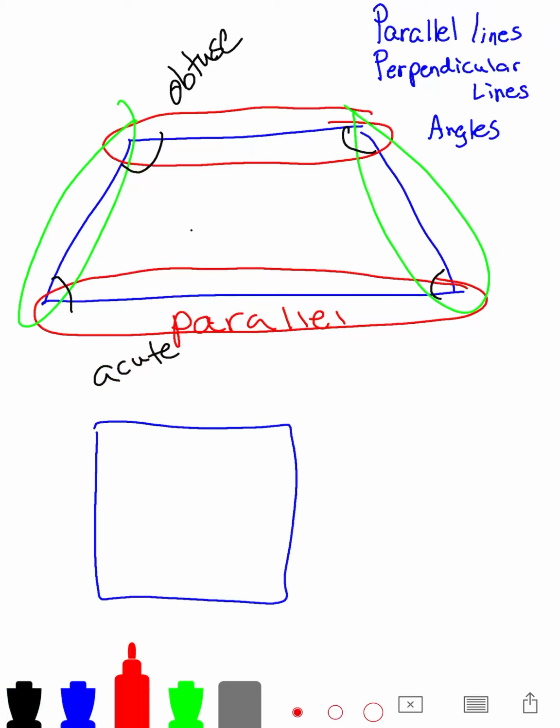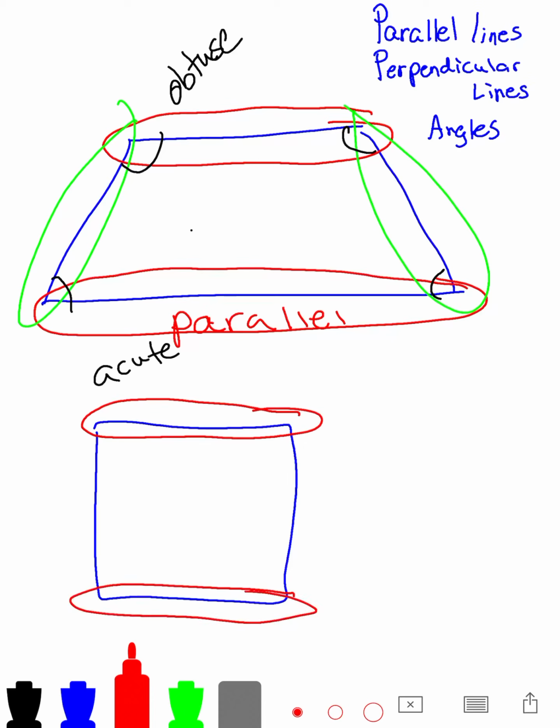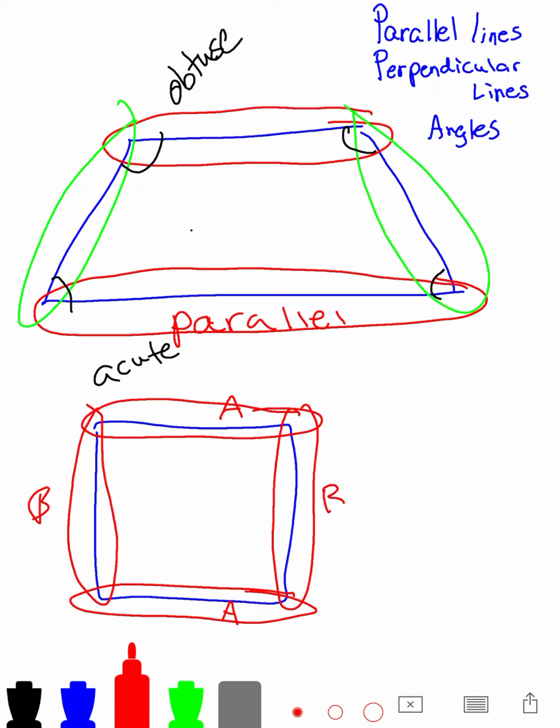If we look at our other shape, we have two lines across from each other that would never meet, so we have two parallel lines again, and I'm going to label them with the letter A. And then I also have another set of parallel lines on the other side, and I'm going to label these B.